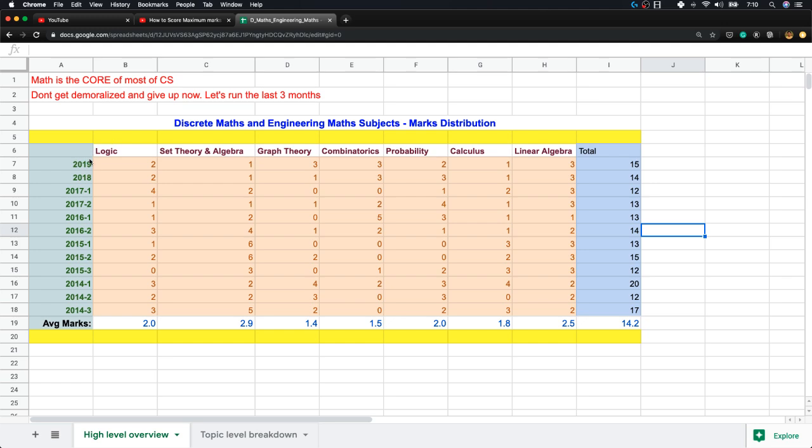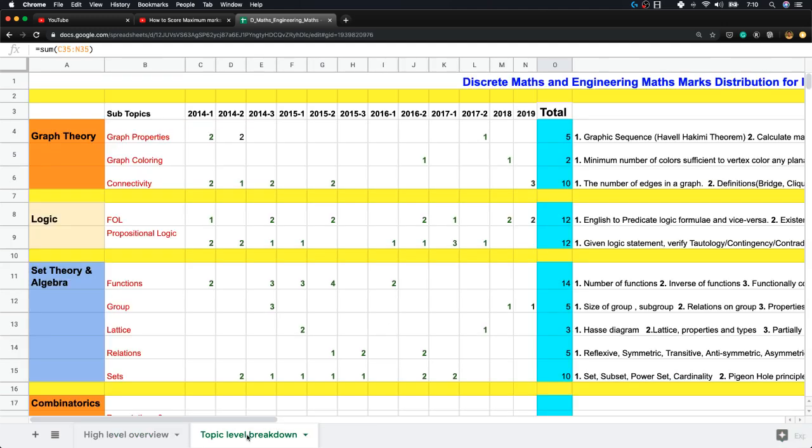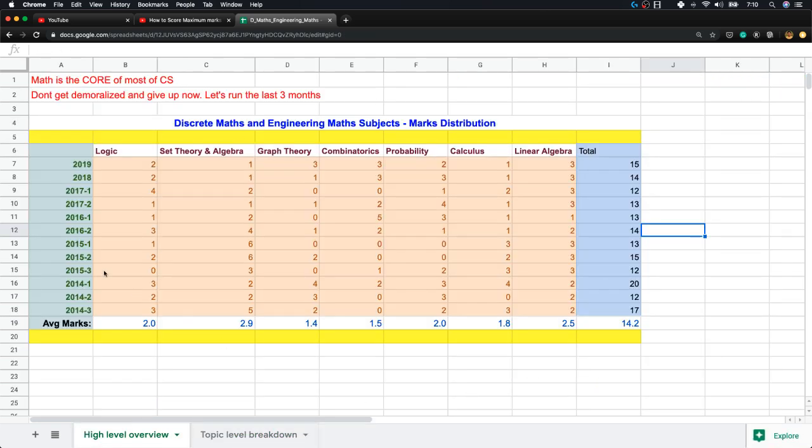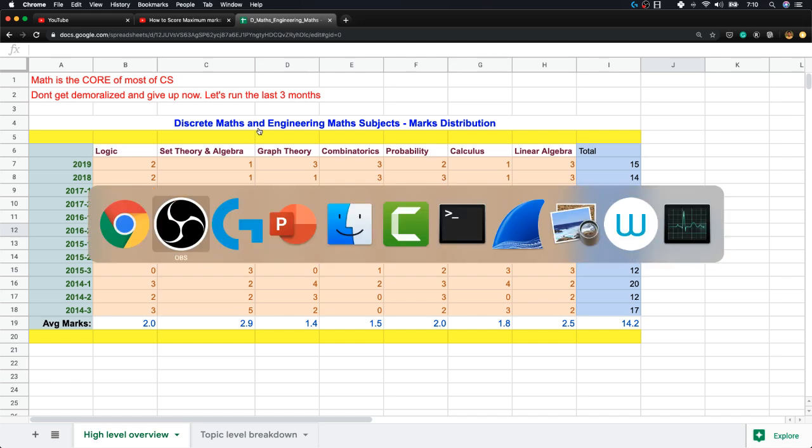Okay, sounds good. So, again, we have two sheets here. We have a high level overview and we have a topic level breakdown, right? So our team has done very thorough analysis and we've analyzed about 12 papers here, right? From 2019. I hope everybody can see this.